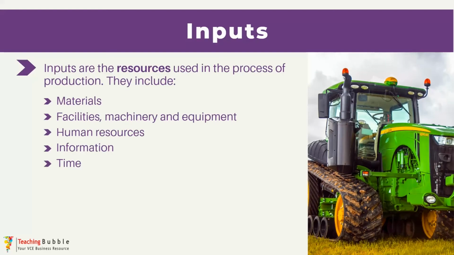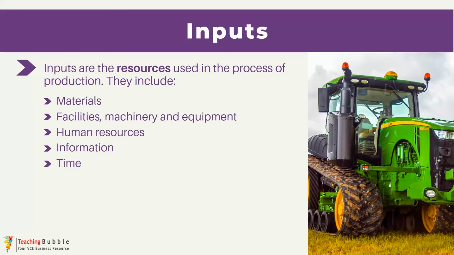So the first element of the operation system are the inputs, and inputs are the resources used in production. So they can include things like materials, the facilities where the good or service is being produced, machinery or equipment that's being used, human resources, which are the employees that are conducting the work to produce the product. Another resource could be information as well as time. Now, whether it's a physical good that's being produced or an intangible service that's being produced, these inputs are used to produce the final product, all the resources that are used to produce that good or service.